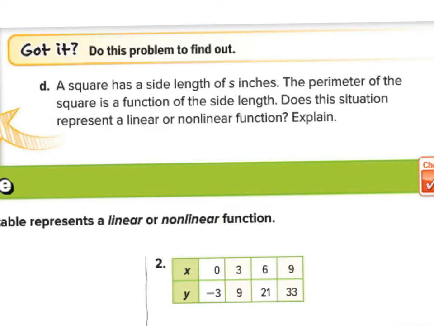And finally, we're down to our last example where we can practice what we just did on example 4. A square has a side length of s inches. Again, we don't know what the side is. The perimeter of the square is a function of the side length. Does this situation represent a linear or nonlinear function? So now we're looking for the perimeter, not the area.